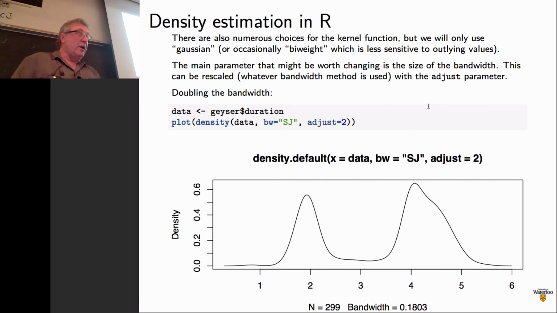The argument that I would like you to think about is adjust. Whatever the bandwidth comes out to be by this automatic method, adjust is a multiplier of the bandwidth, so you can make it twice the size. That would double the bandwidth that comes from the density function. You can halve the bandwidth, and as you increase it, double it, triple it, and so on, it's going to get smoother and smoother because everybody's contributing. If the bandwidth is large enough, you won't see any details in the data at all.